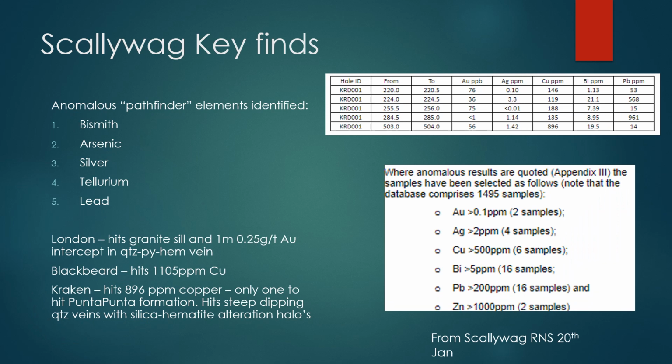Here are some of the key finds then. We've already gone over this in the very last video, but just to put it up, they have 16 samples with more than 5 parts per million bismuth, 16 more than 200 parts per million in lead, and so on. Basically, these pathfinder elements, bismuth, arsenic, silver, tellurium, lead, if you remember back, are very similar to what you'd expect in an intrusion-related gold system. You want to see enrichments in that above what you would typically expect in the background.